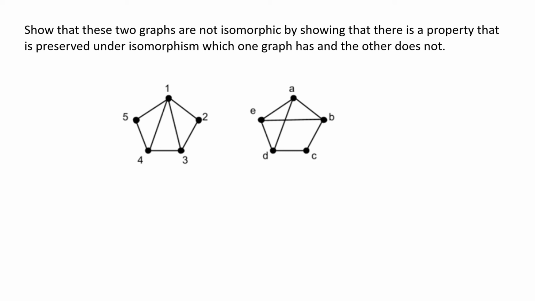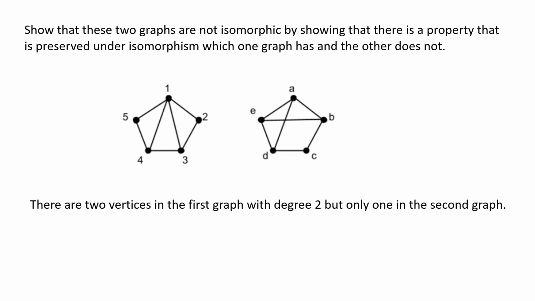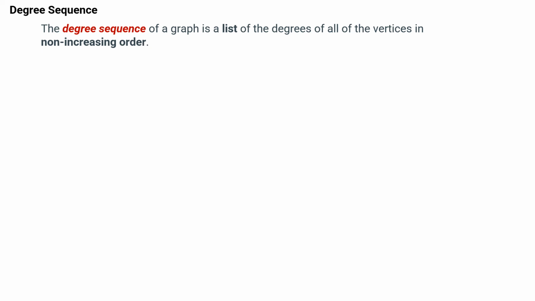But let's go over to the first graph. We see that 5 and 2 have a degree of 2. So there are two vertices in the first graph that have a degree of 2, but only one vertex in the second graph that has a degree of 2. And so we could use that fact to say that those two are not isomorphic. Okay, here's a new definition that's going to give us another way to tell quickly whether two graphs are isomorphic or not.